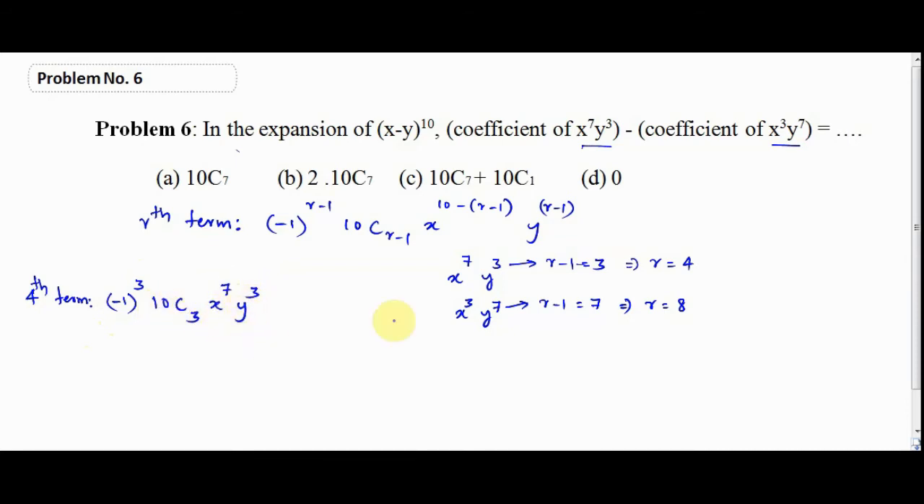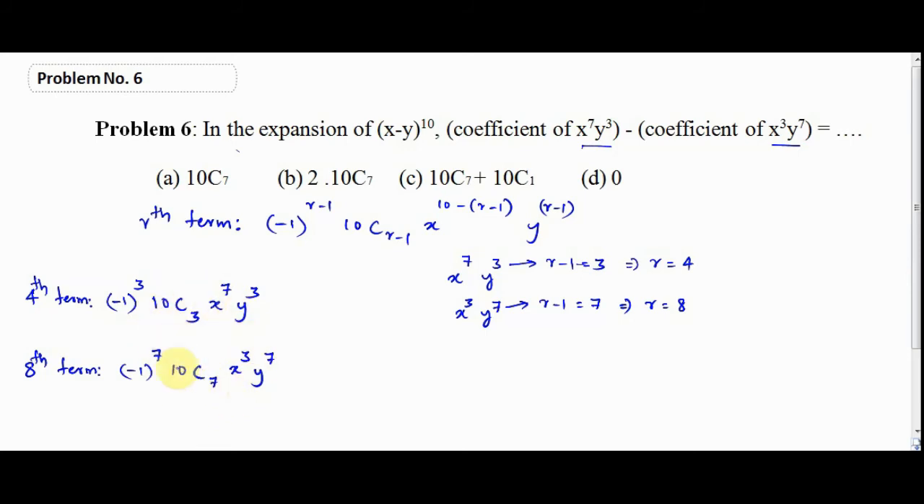Now the eighth term in the expansion will be minus 1 raised to 8 minus 1, that is 7, into 10C(8 minus 1), that is 10C7, into x raised to 10 minus 7, that will be 3, into y raised to 7. So this will be the eighth term in the expansion.